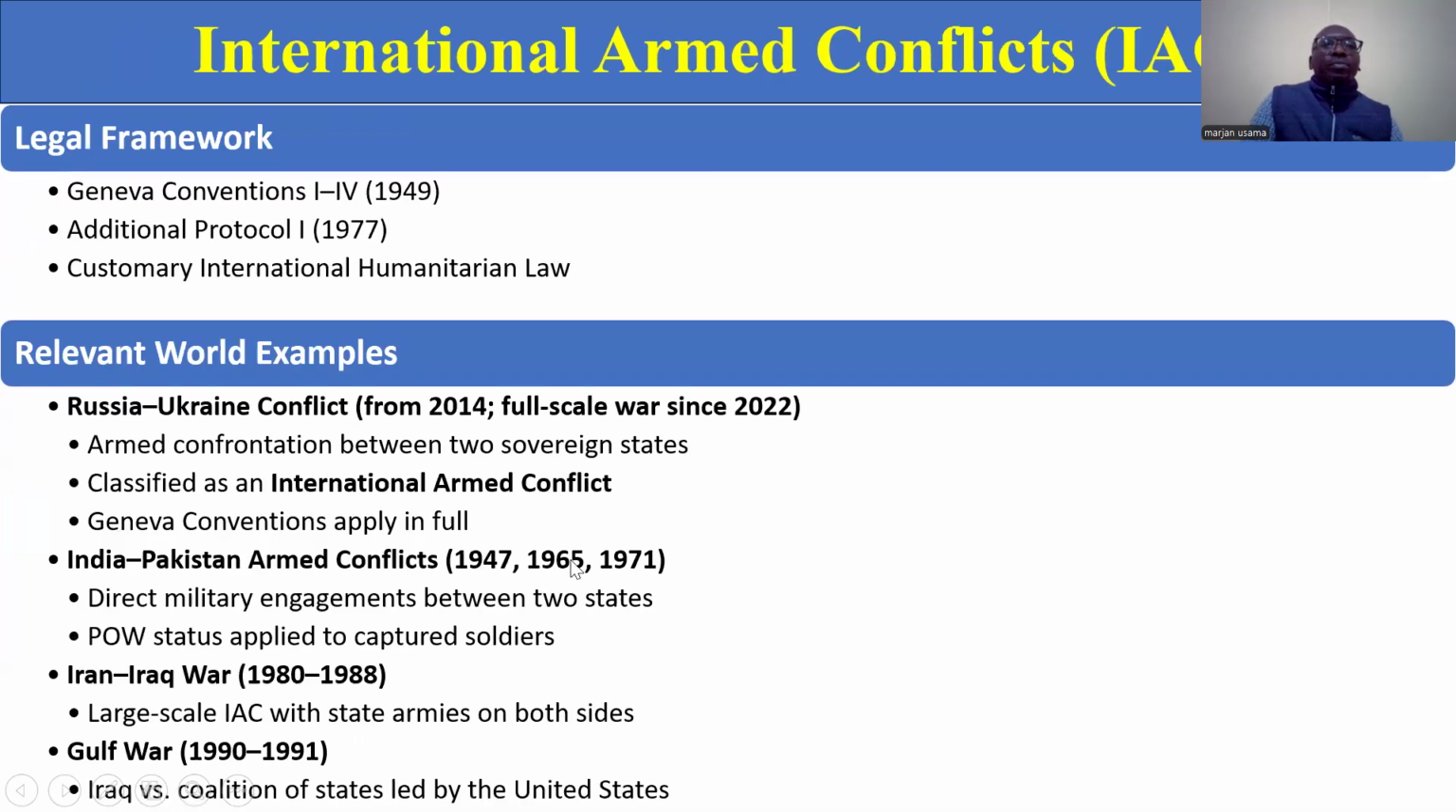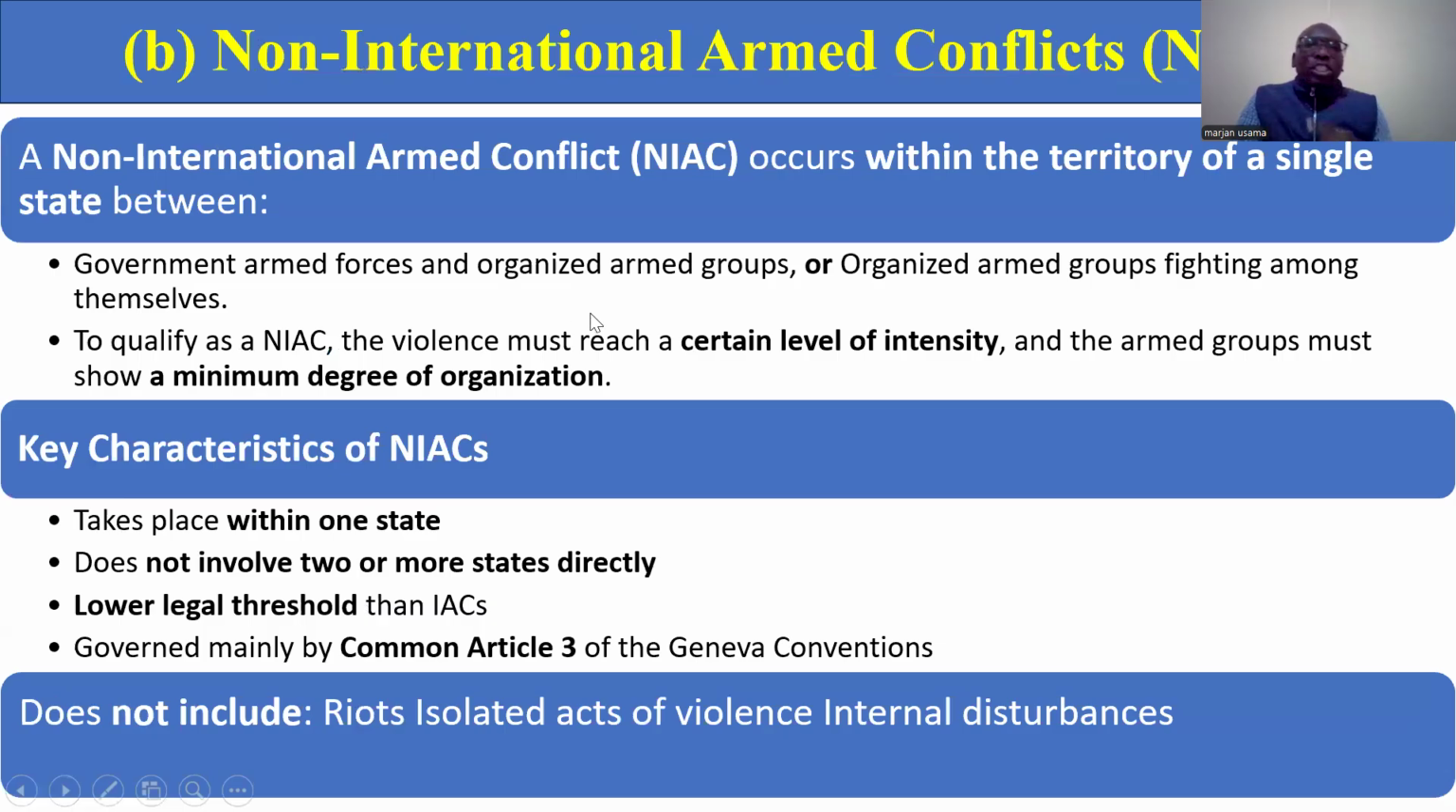Now, we have a lot of examples of this war. We have Russia and Ukraine, an example of international armed conflicts. The India-Pakistan wars in 1947 and 1965, the Iran-Iraq war, the Gulf war in 1990. So all these are examples of what? The international.